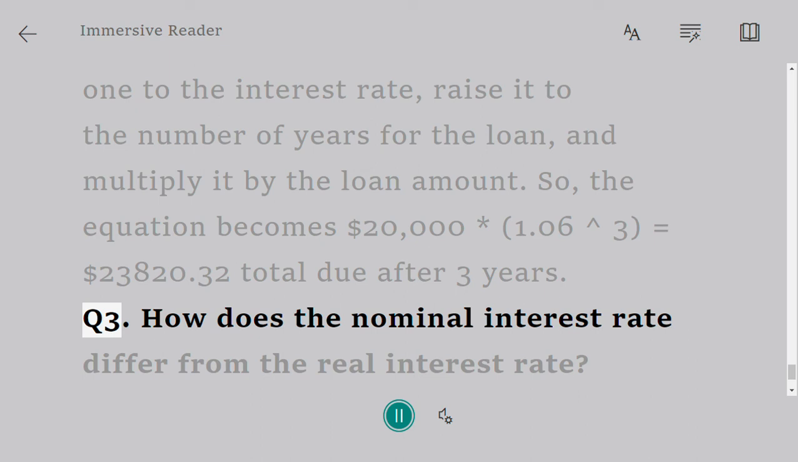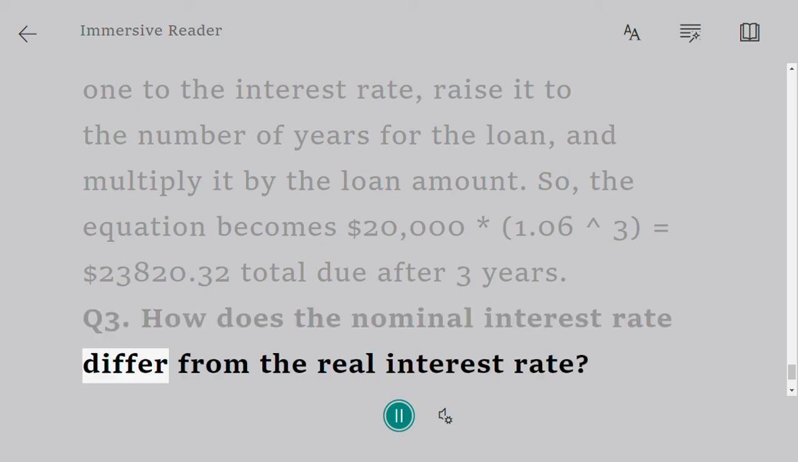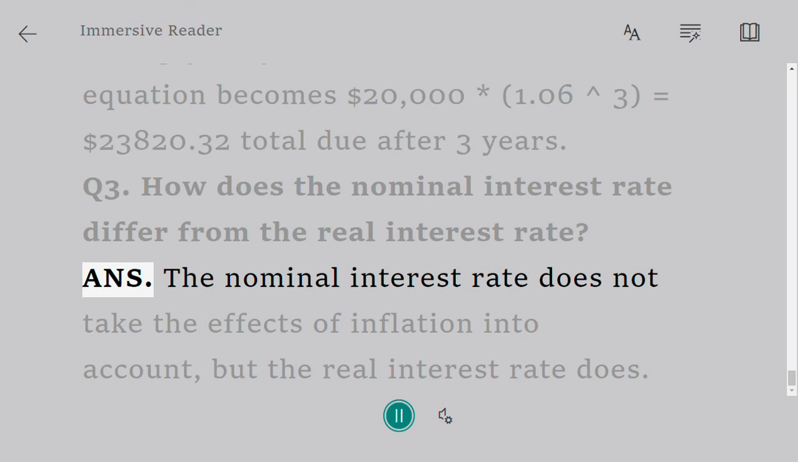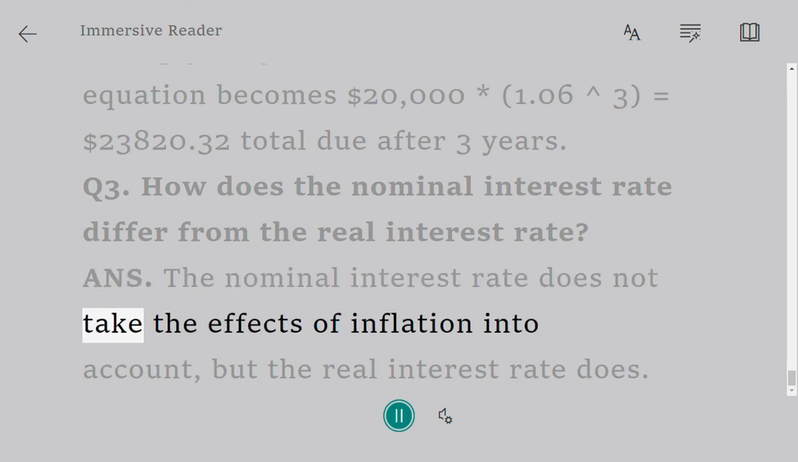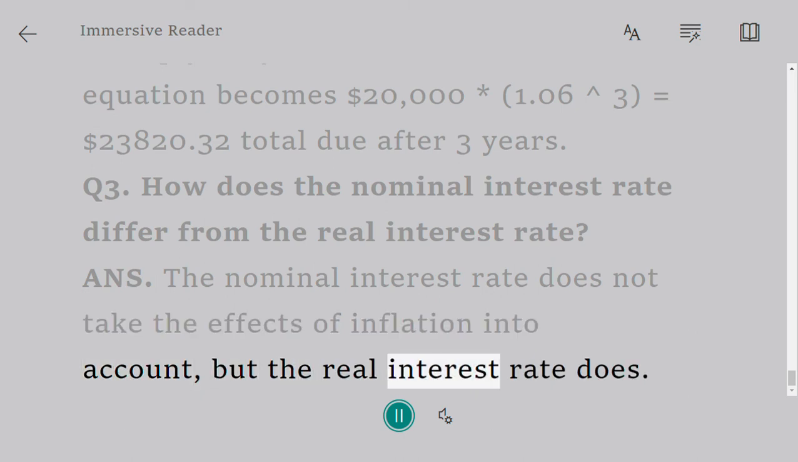Q3. How does the nominal interest rate differ from the real interest rate? ANS. The nominal interest rate does not take the effects of inflation into account, but the real interest rate does.